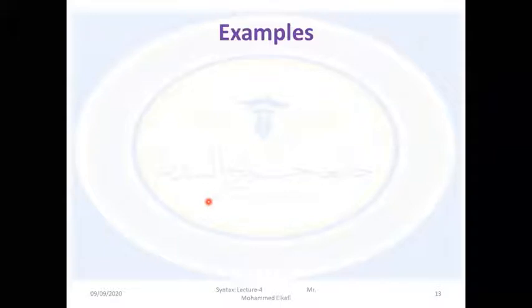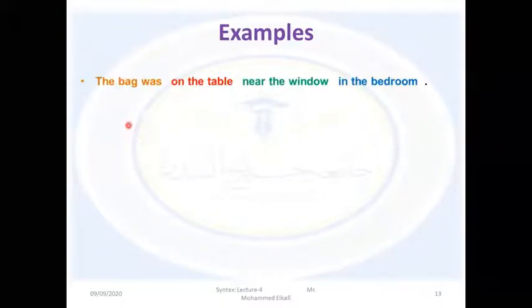The first example is that the bag was on the table near the window in the bedroom. So here we have three places. The first one, on the table, the second one, near the window, and the third one, in the bedroom.